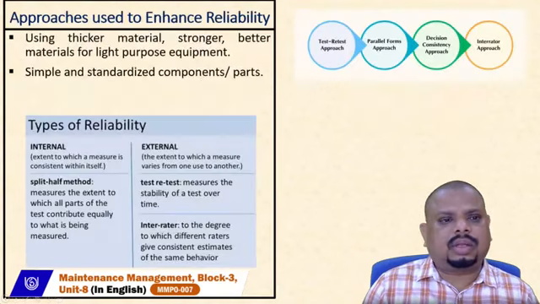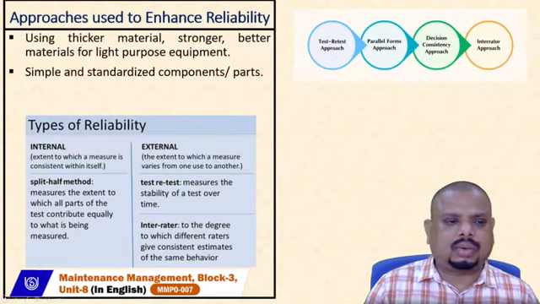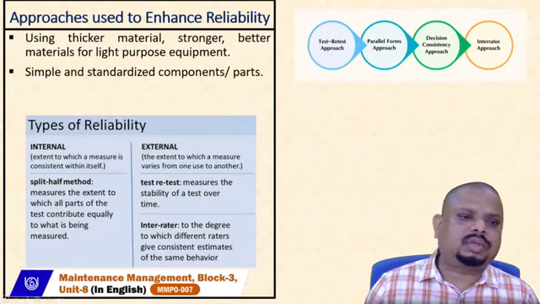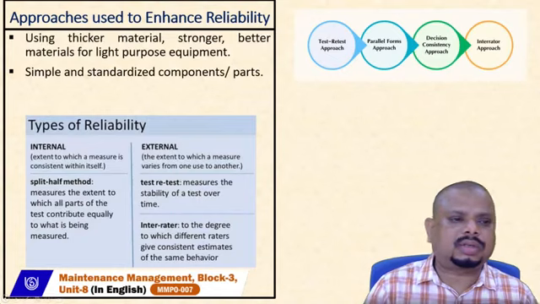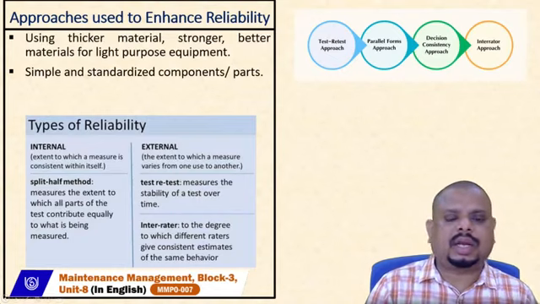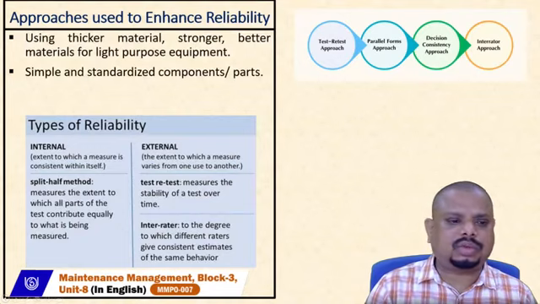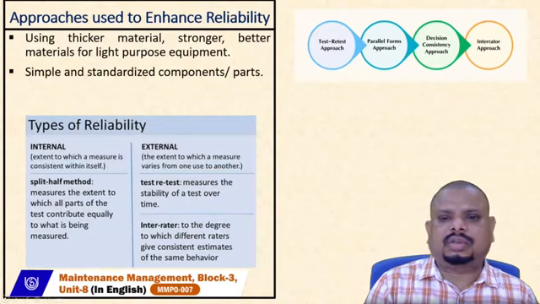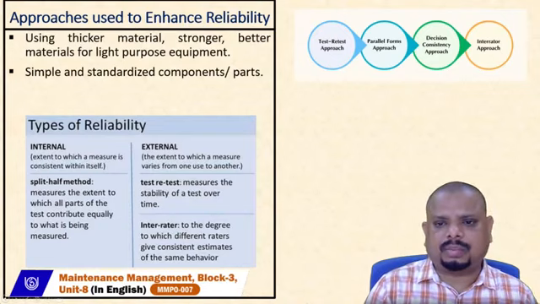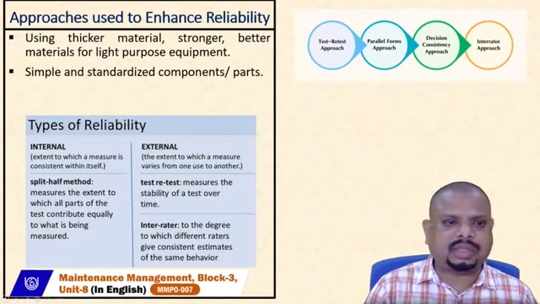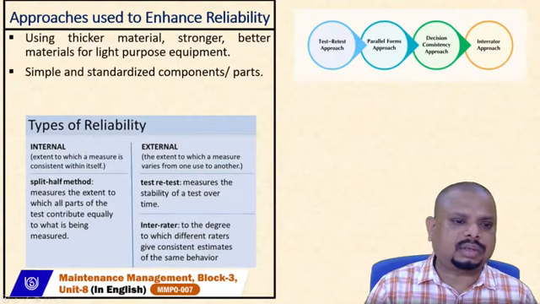Moving to the next one. The next one is approaches used to enhance reliabilities. So what kind of approaches? Using thicker materials, stronger and better material for light purpose equipment, simple and standardized components and parts. So how to use this approach? For example, the retest approach, parallel form approach, decision consistency approach, and inter-rater approach are used to enhance the reliabilities.